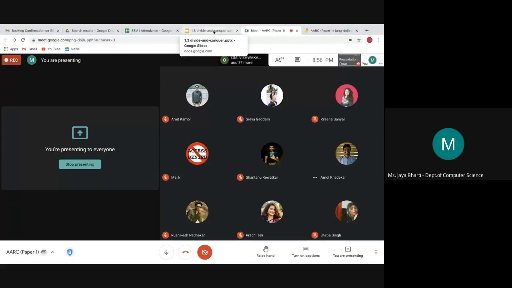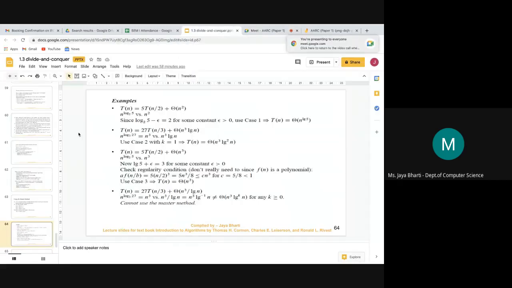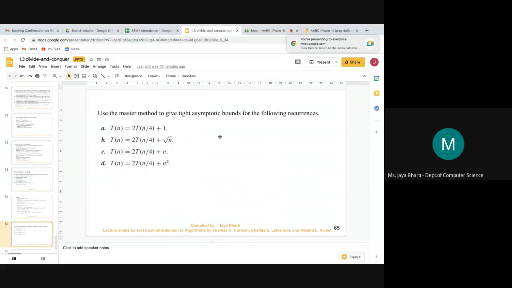Everyone understood the master method? Note down these problems which you need to solve by yourself. 4 problems.